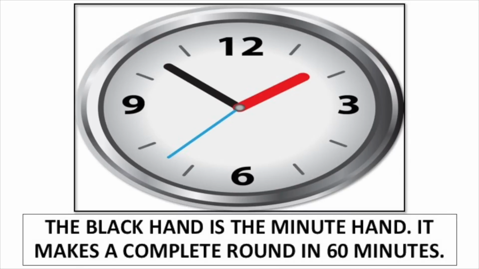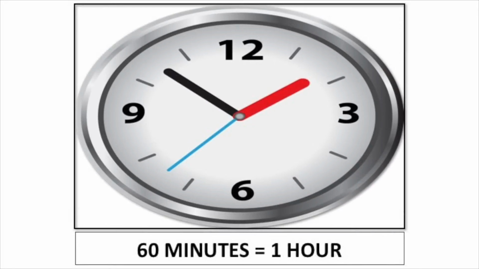The black hand is the minute hand. It makes a complete round in 60 minutes. So still 60, but longer than the second hand, not 60 seconds, 60 minutes. The minute hand will move all the way around the clock once in 60 minutes. 60 minutes equals 1 hour. Okay, so 60 seconds to 1 minute, 60 minutes to 1 hour.